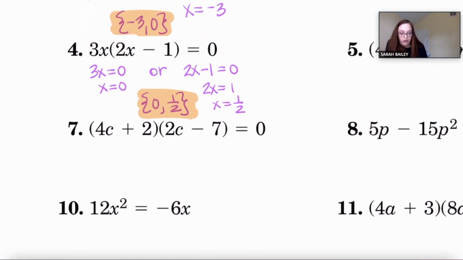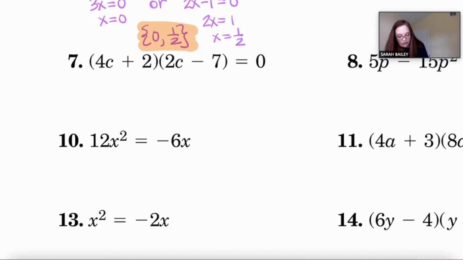All right, let's look at number 7. They've already factored this, haven't they? We've got 2 factors, and it said equal to 0. So either 4c plus 2 is 0, or 2c minus 7 is 0. One or both are true. So I'm going to solve each one.